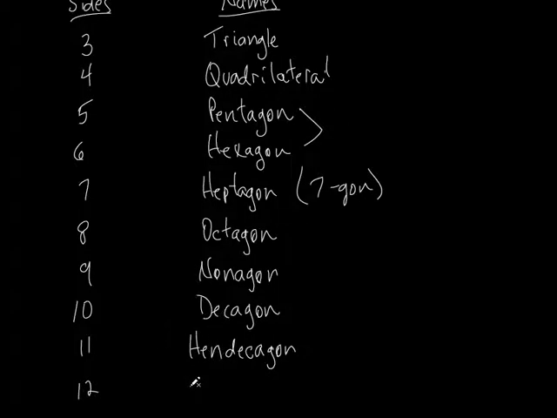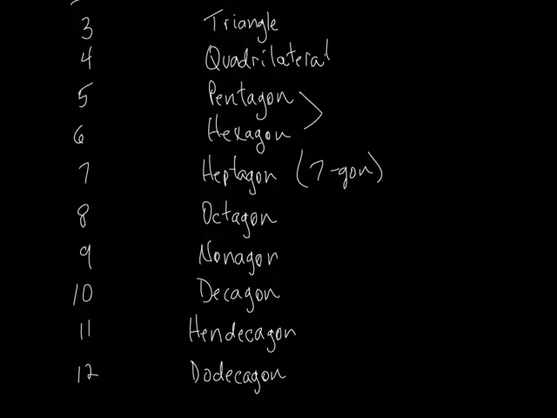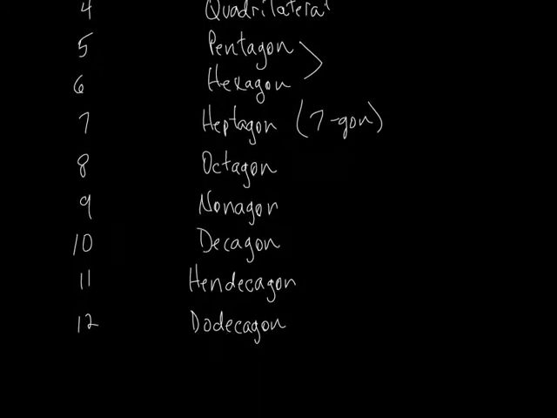12 is a little more familiar than hendecagon. It's called a dodecagon. Yep, that's 12. Now you got to stop at some point, right? I mean, if you had like 57 sides, you're not going to have a special name for it. So they kind of stop right there.